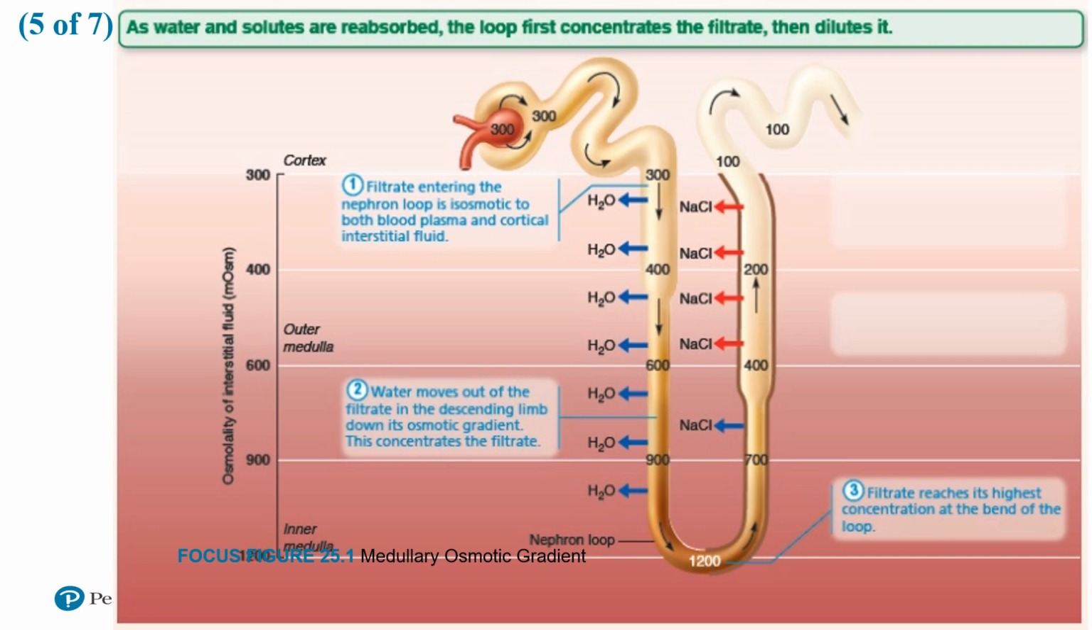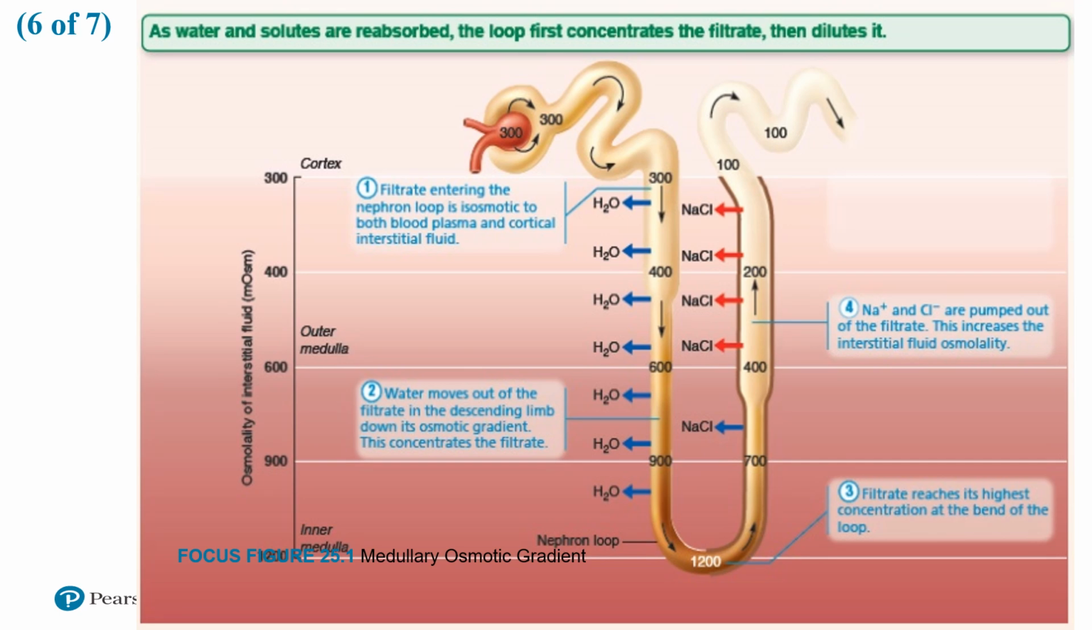And now what is happening? Let's see step number 3. The filtrate reaches its highest concentration over here in this part, the hairpin turn. They call it the hairpin turn. Over here it is 1200 milliosmoles. This is the concentration of the filtrate at this point. Now what is going to happen? This filtrate has started to move up in the ascending limb. And what is the ascending limb doing? Sodium and chloride are pumped out of the filtrate. This increases the interstitial fluid osmolality, and this decreases the osmolality of the filtrate.